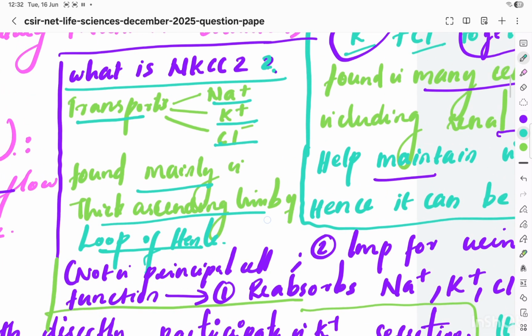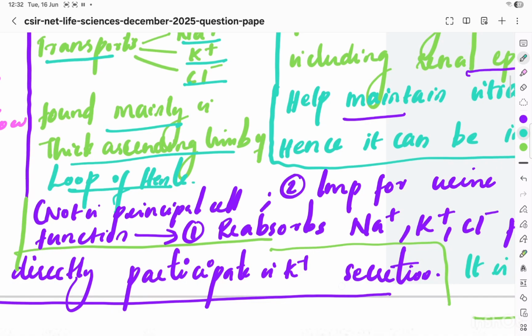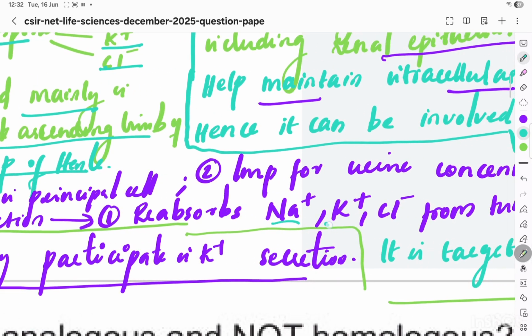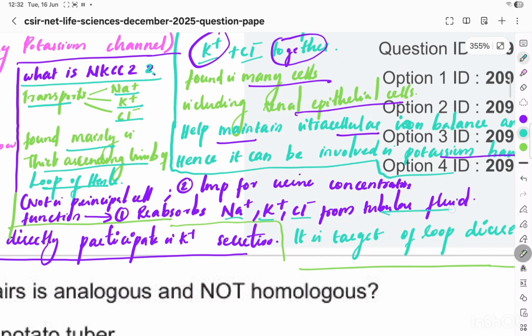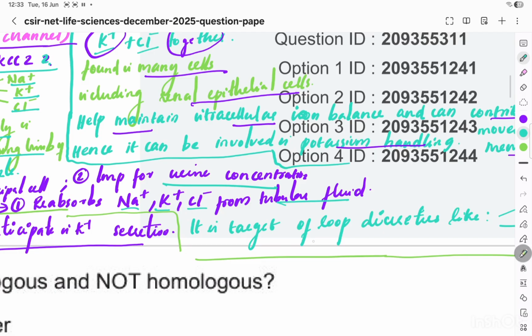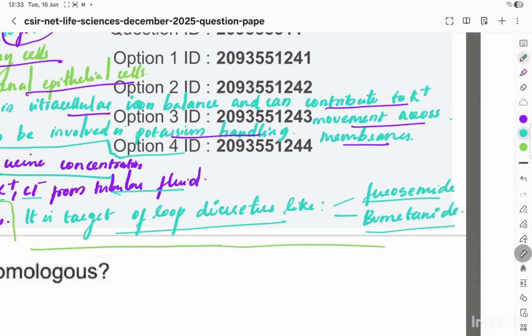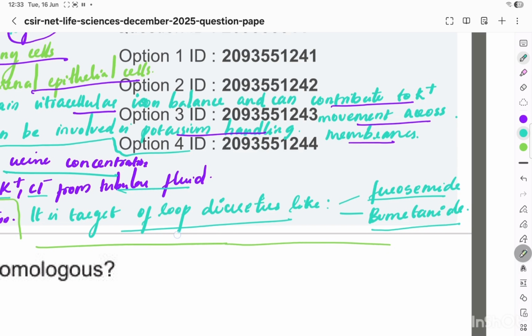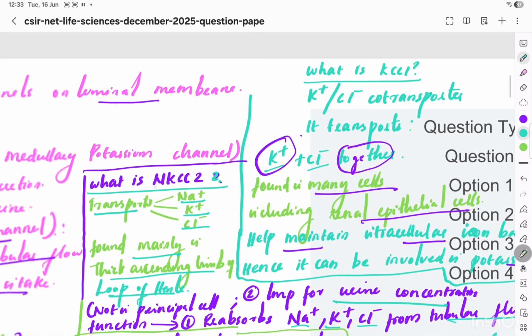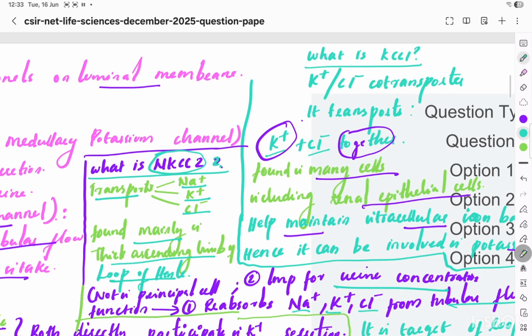So we could check the function of NKCC2. The function of NKCC2 is to reabsorb Na plus, K plus and Cl minus from the tubular fluid. Okay, not secretion. It is important for urine concentration. So it is the target of loop diuretics like furosemide and bumetanide.